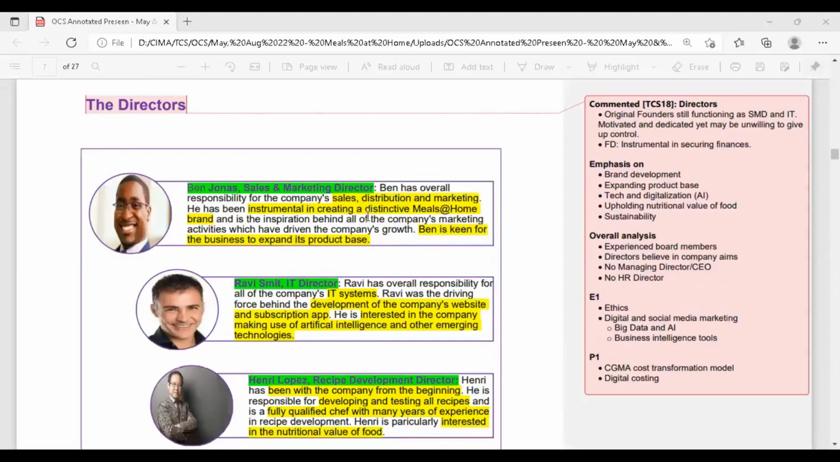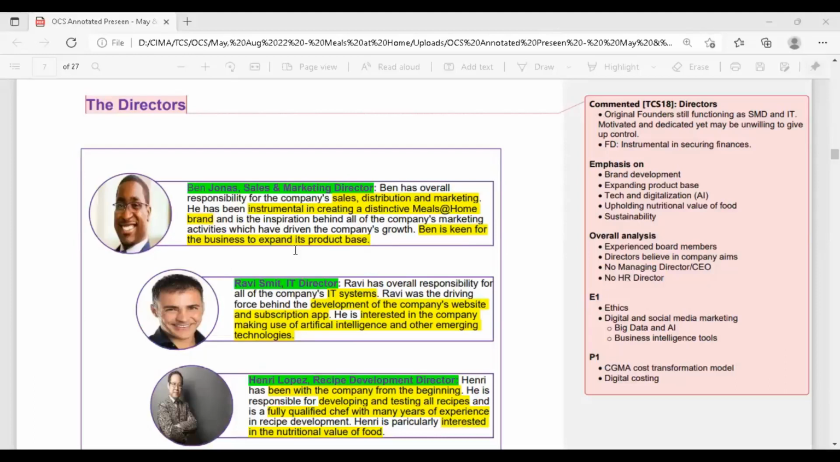So as the sales and marketing director of the company, Ben is handling sales, distribution, as well as marketing. And this guy, Ben, was instrumental in creating a distinctive Meals at Home brand. So Ben has positively influenced the brand as well as the reputation of the company. And Ben is keen for the business to expand its product base. So Ben is focused on expanding the product base as much as possible.